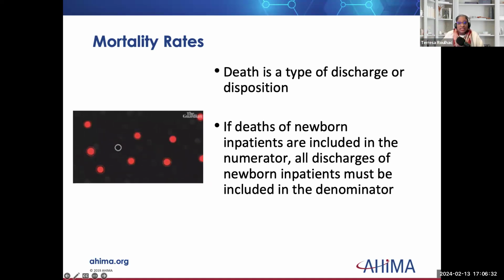Now, patients declared DOA are not part of the hospital inpatient mortality rate because they were never admitted, right? Similarly, patients who die in the ED or as outpatients are also not included in the inpatient mortality rate. Again, they were never actually admitted into the hospital.